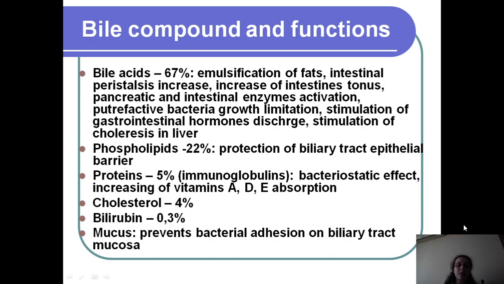The next substance, and its role is also extremely important: these are phospholipids, which make approximately 22%, and they are first of all needed for protection of the biliary tract epithelial barrier. Proteins 5%, and basically these are immunoglobulins. They are needed for bacteriostatic effect and increasing of vitamins E, D, A absorption. Cholesterol makes just 4%, bilirubin 0.3%, and mucus, of course, which prevents bacterial adhesion on the biliary tract mucous membrane.